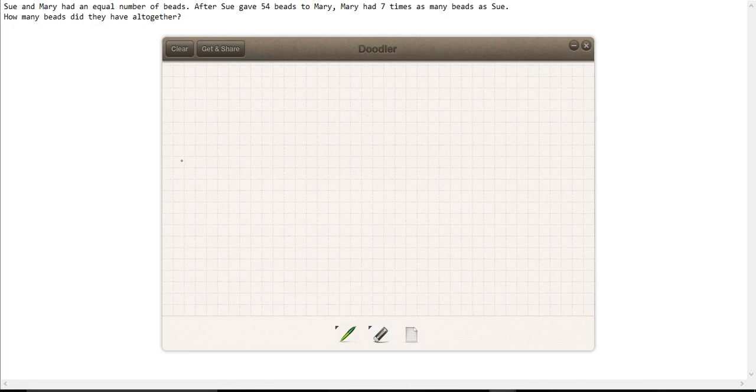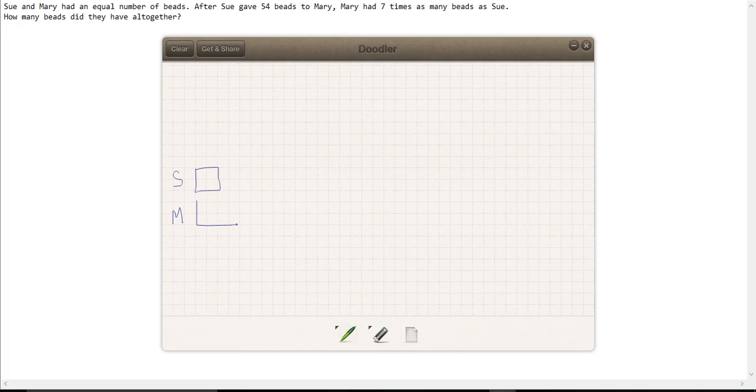And let me show you how I figure that out. I'm going to draw a picture of what the problem looks like at the end. Okay, here we go, that's going to represent Sue, and then we're going to have something represent Mary. So here's the block that's going to represent what Sue has at the end. Okay, 1 part. All right, let's have a look at what Mary had. Mary had 7 times as much.